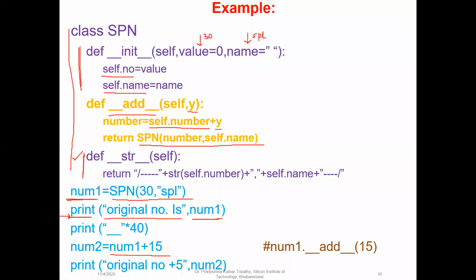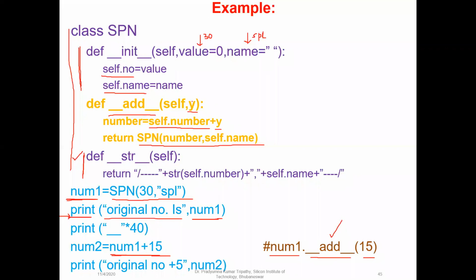So once it is found that the operator is overloaded, what does it do? This norm1 plus 15 is invoked. How will it be invoked? It is invoked like this: norm1 invokes the add method by passing 15 as an argument. Very important, try to understand. The moment I write norm1 plus 15, the norm1 object calls the add method by passing 15 as an argument.